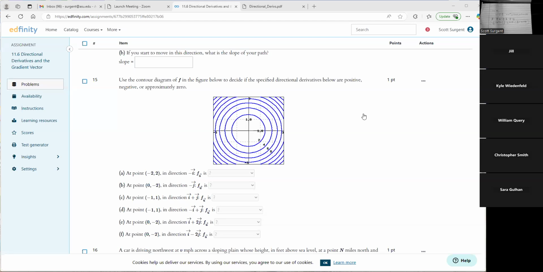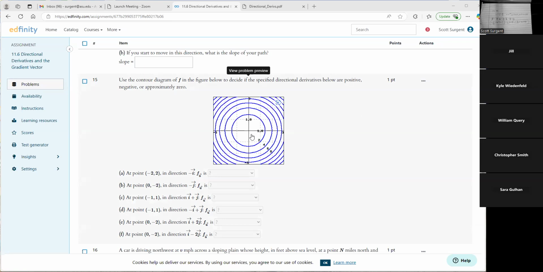All right. 11.6, number 15. Here it is. Use the contour diagram of f in the figure below to decide if the specified directional derivatives are positive, negative, or 0. All right, let's make sense of this picture here. Can you guys see my cursor there when I do that? Yes.